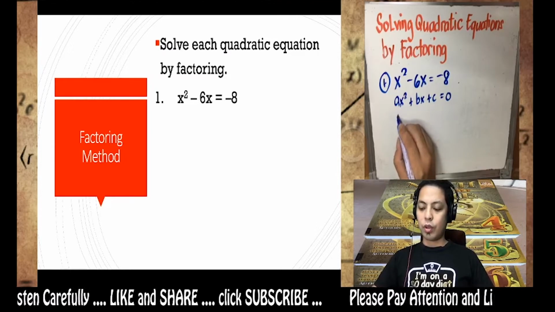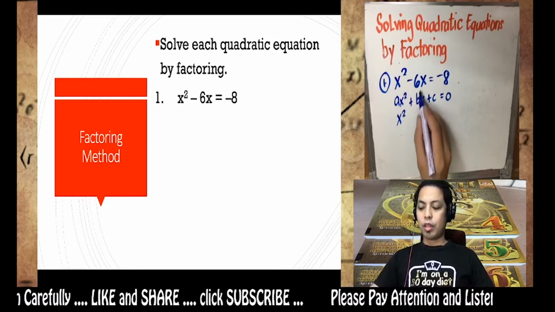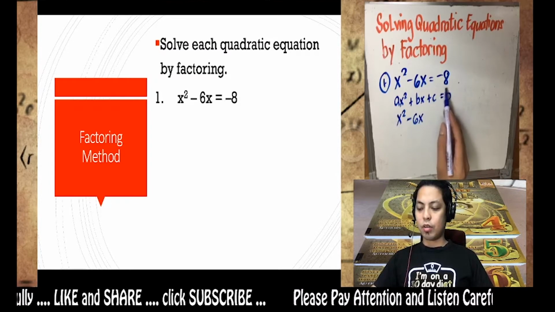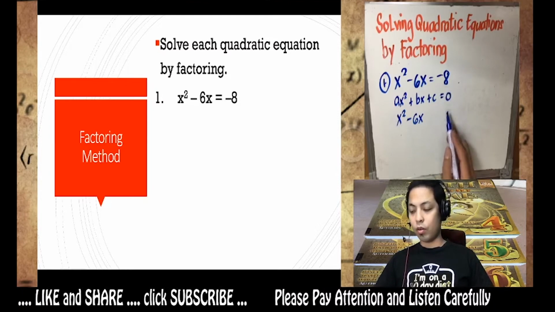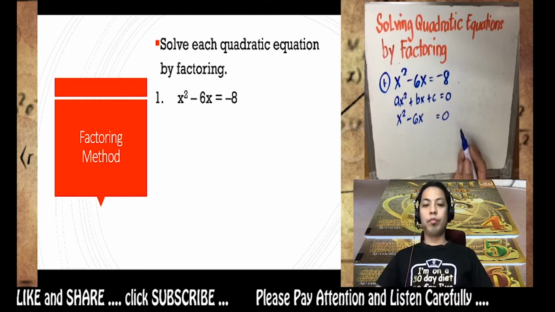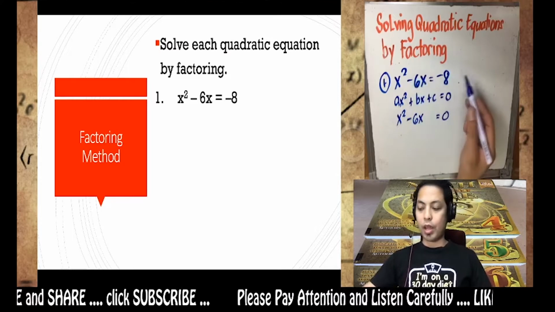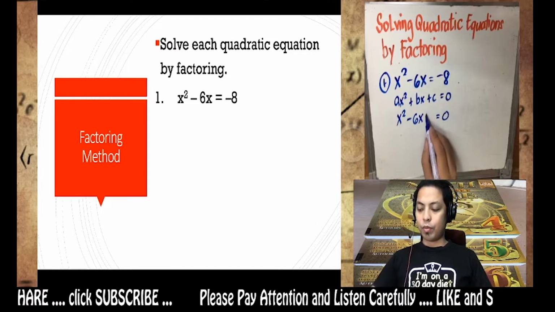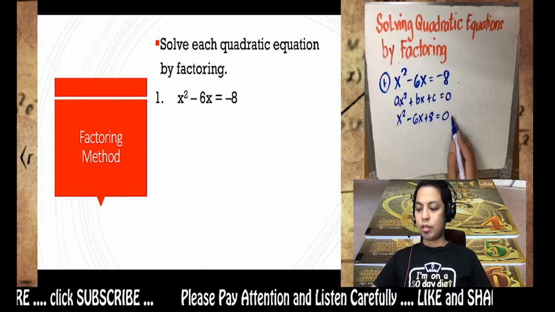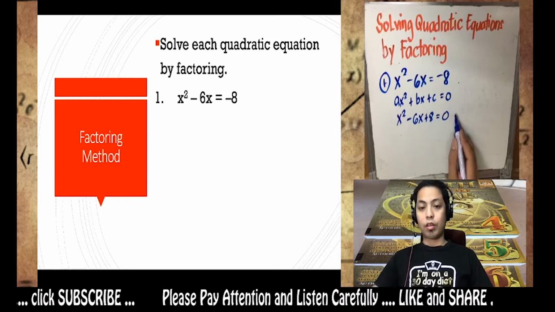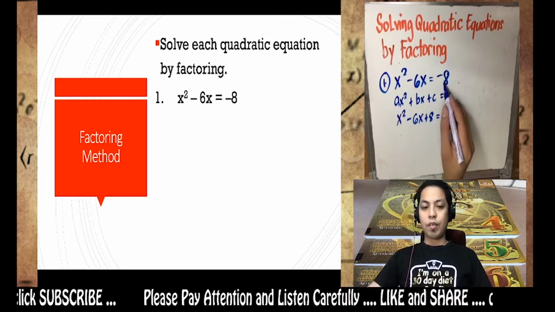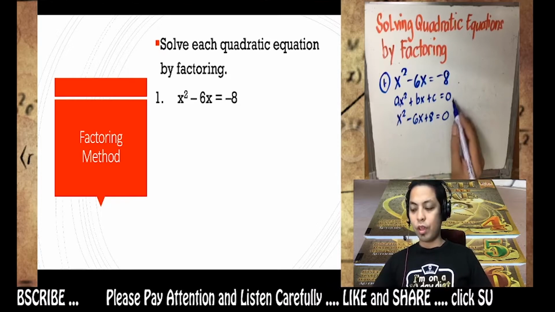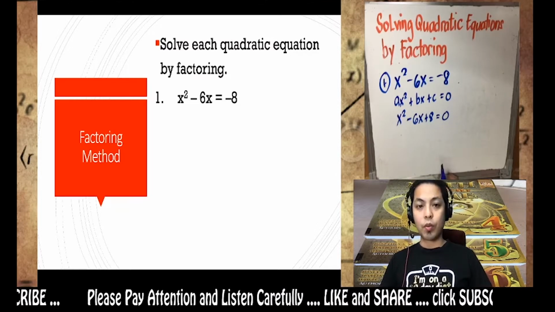So, since x squared is the quadratic term and the linear term is negative 6x, and since ito ay dapat 0, kailangan maging equal 0, lipat natin siya sa kabila, or by eliminating, add both sides by 8. So, this would be plus 8, tapos ito ay 0 na, kasi negative 8 plus 8 is 0. So this is now in the form of ax squared plus bx plus c is equal to 0.